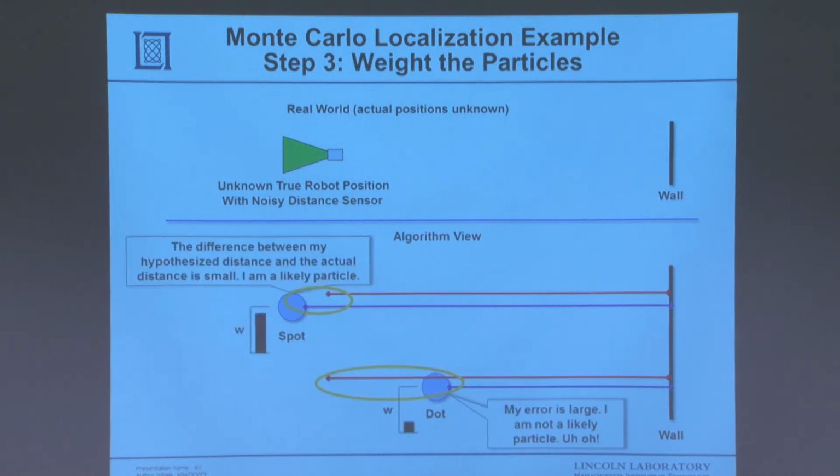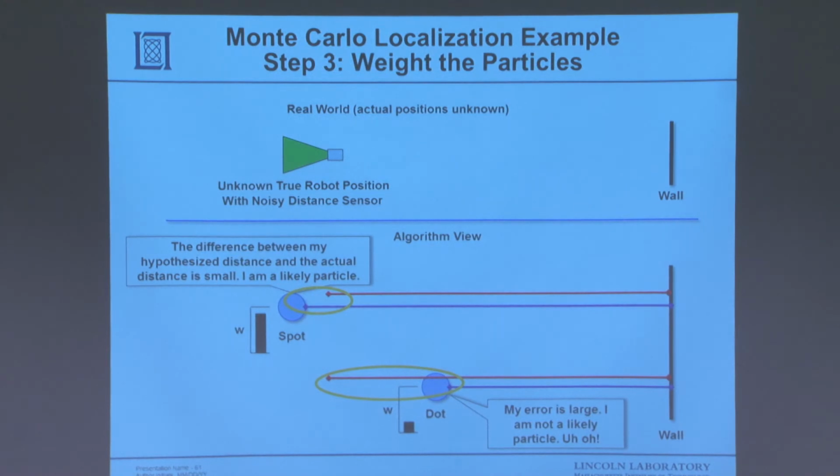The next step is we compare our actual sensor measurements with the measurements that the hypothesized particles would see. Here there's a large error for the dot particle. There's a big difference between the actual sensor observation and the dot particle's hypothesized sensor observation. And there's a smaller difference in the error for the spot particle. So we weight the spot particle higher than the dot particle, saying that the position of the spot particle is more likely than the position of the dot particle.